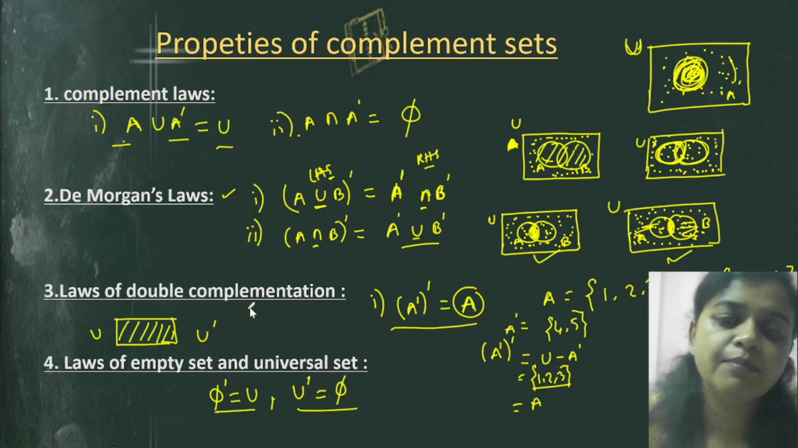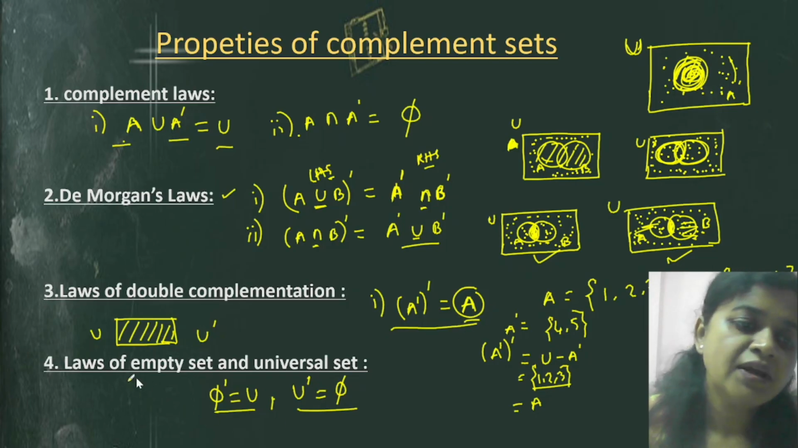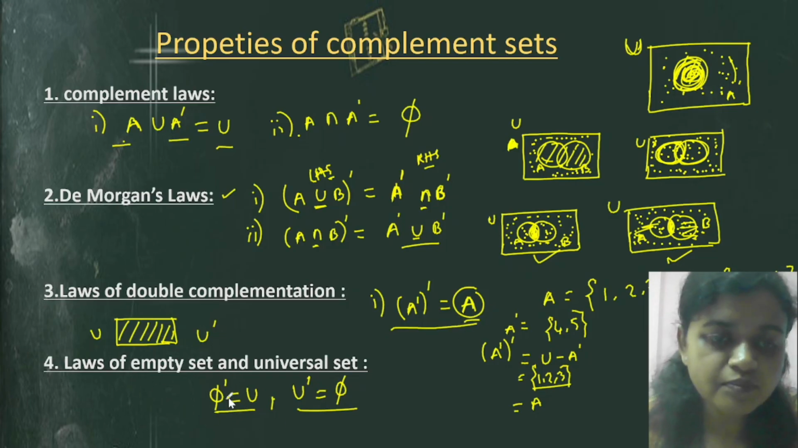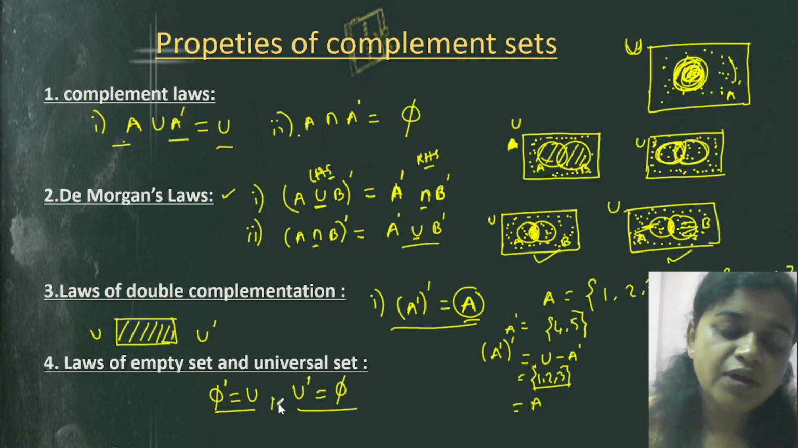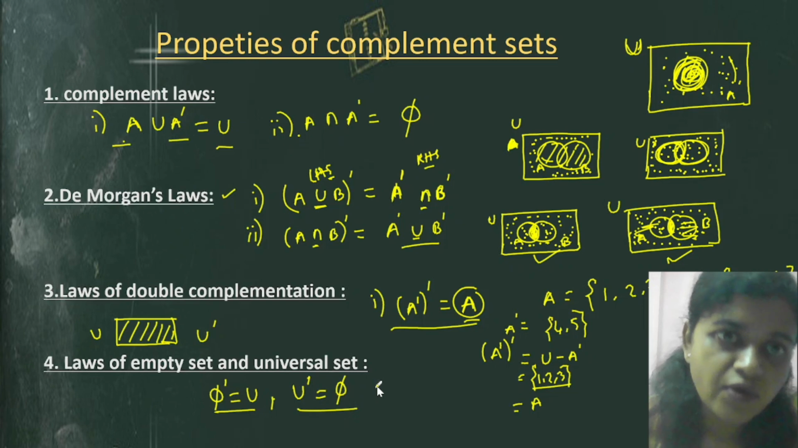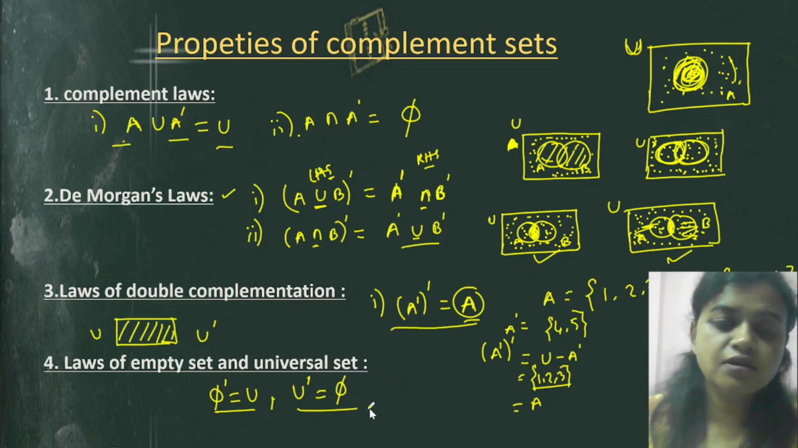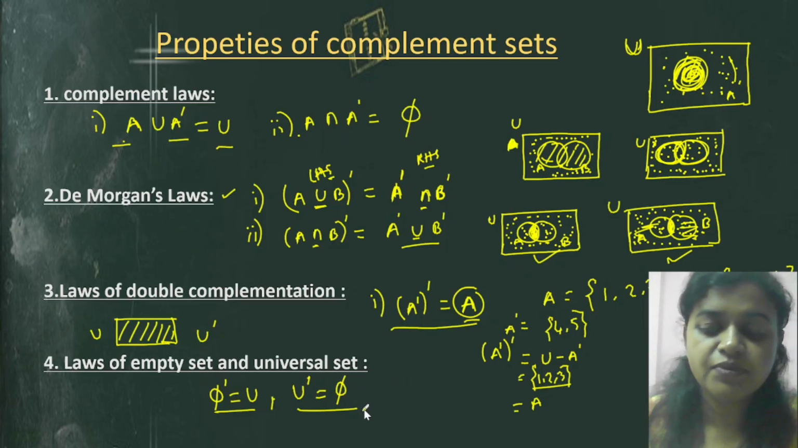Similarly, the law of double complement: if you take the complement of a set twice, you will get the original set. And the laws of the empty set: phi dash, meaning phi complement, you will get the whole set, the universal set. And the complement of the universal set, you will get what? Phi. I hope you understand this law. If you don't understand, repeat once, twice, then you can easily understand.